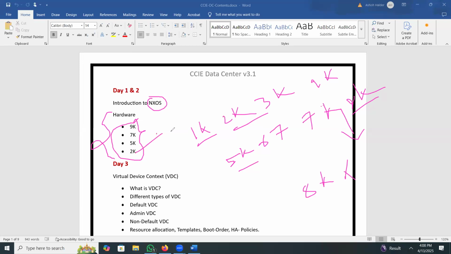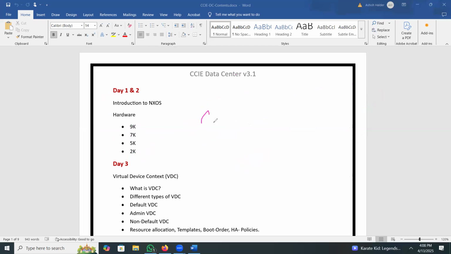2K is actually not a switch. It is called a fabric extender, used only to extend your ports. I will also discuss the 5K, 7K, and 9K in your classes. So day 1 and day 2 will be on the Nexus hardware only.